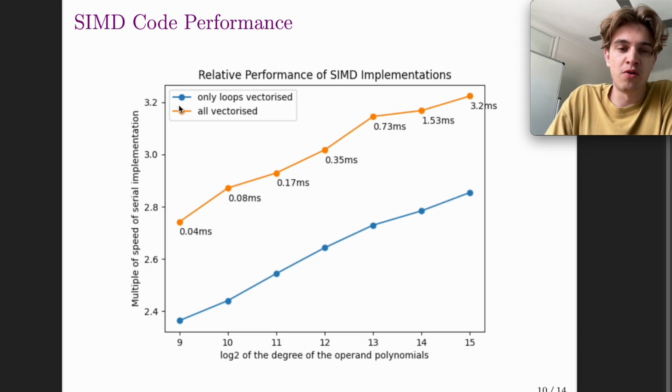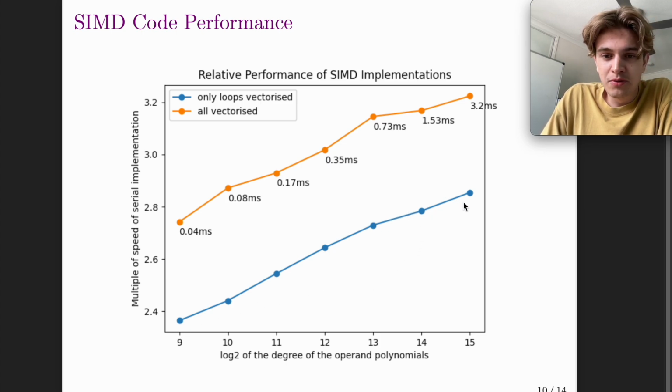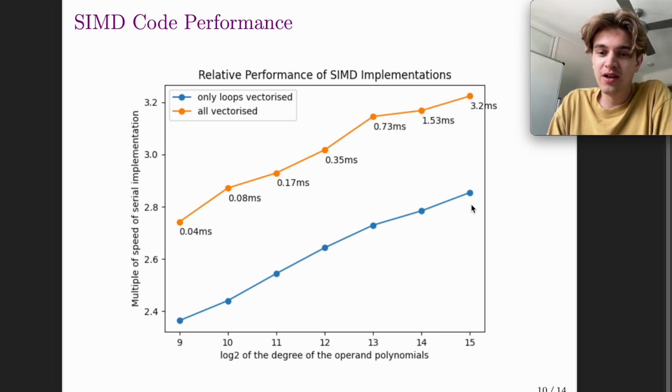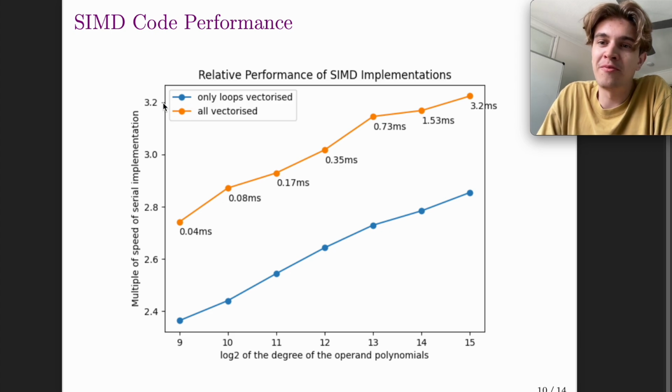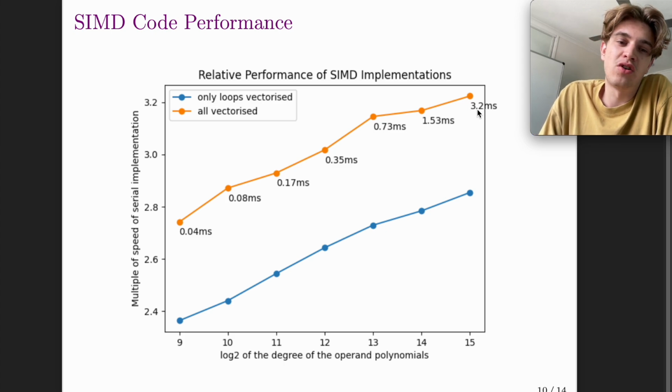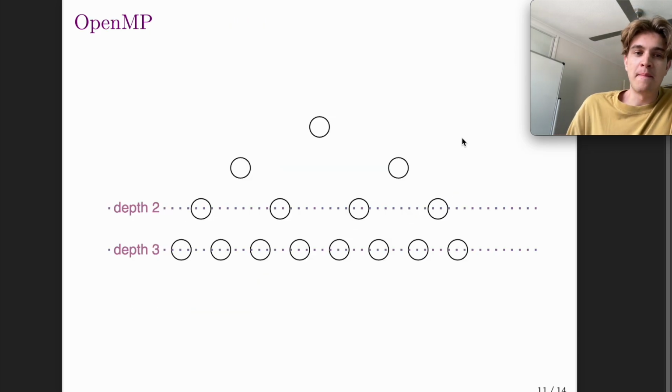So here's what the performance is looking like. Before I had done AVX stuff in those inlined base cases, I was getting up to a little over 2.8 times speed up over the serial implementation when I was using polynomials of size 2 to the power of 15. But then once I'd inlined everything, I was up to a 3.2 times speed up over my serial code, which was about 3.2 milliseconds on average for each multiplication, which is a lot faster than Maple now, but we can do even better.